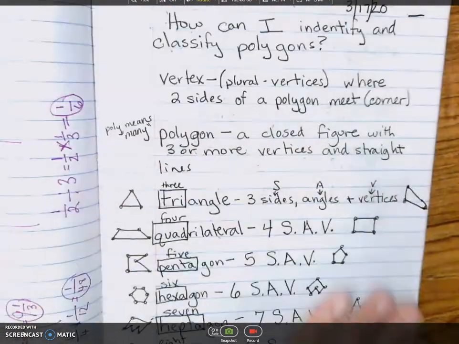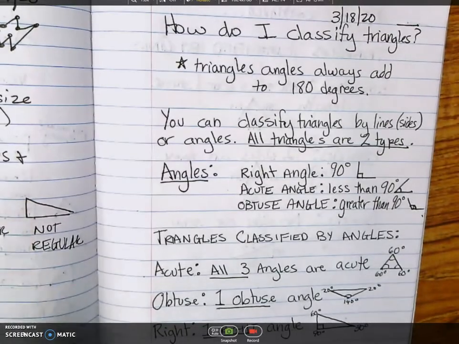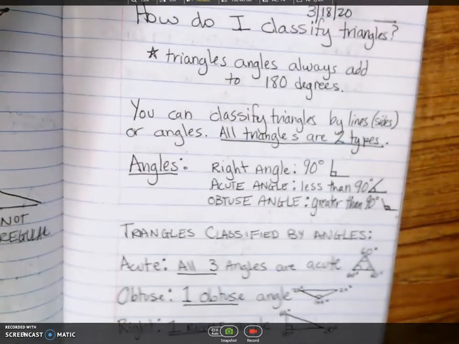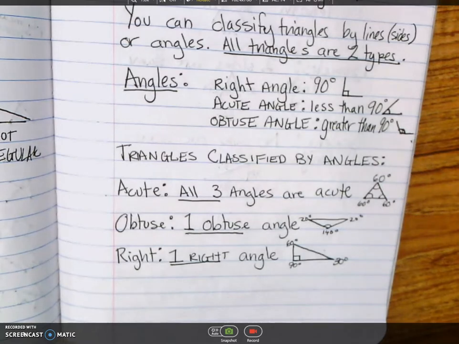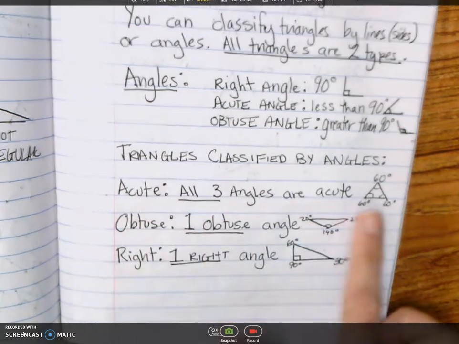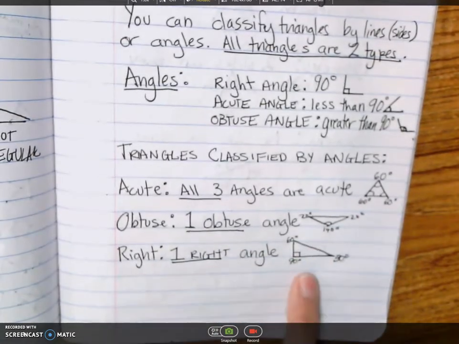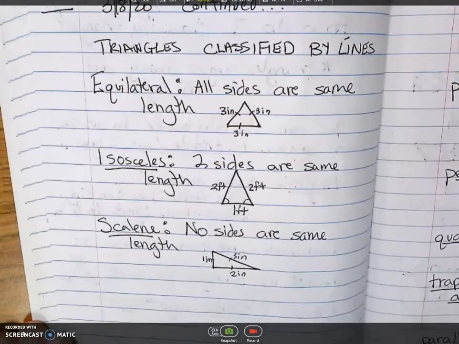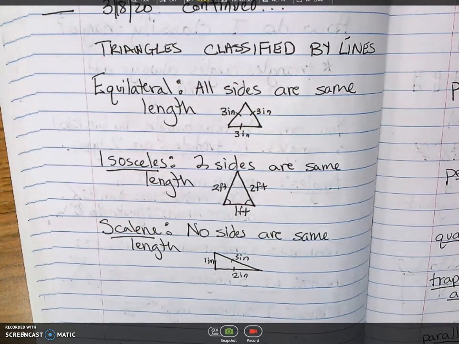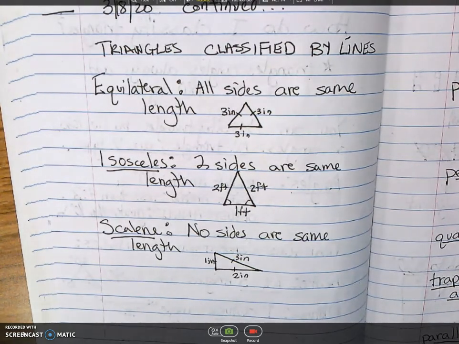Also, we went on to triangles, and there are 2 types of triangles in each category. We have the first kind being done by angles. So we have acute angles, obtuse angles, and right angles. And then the second kind being done based on lines. Lines can be equilateral, isosceles, or scalene.